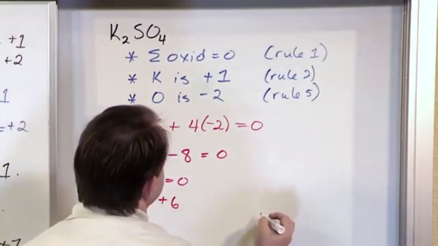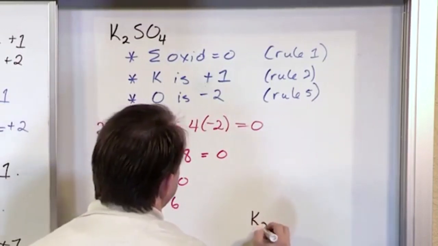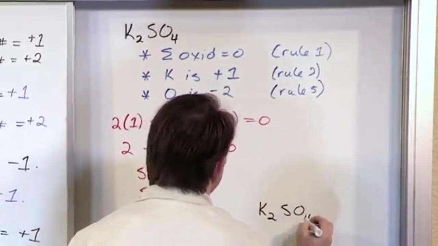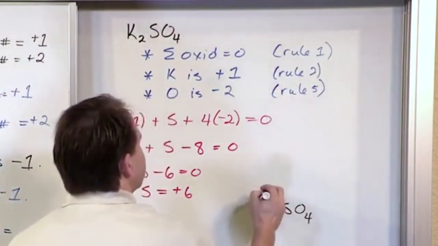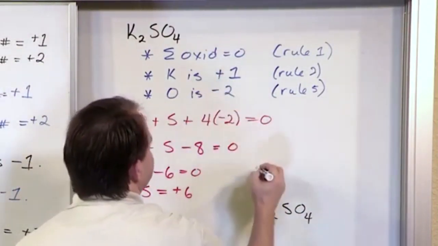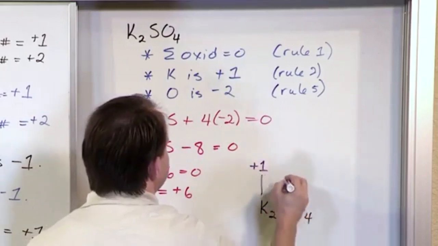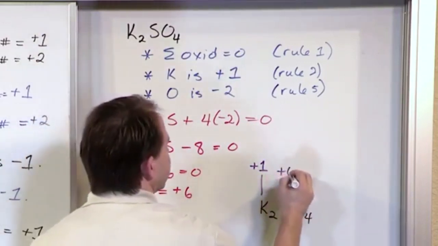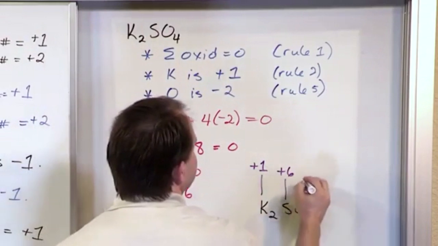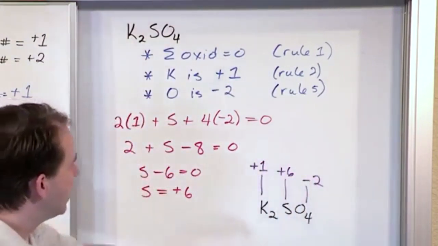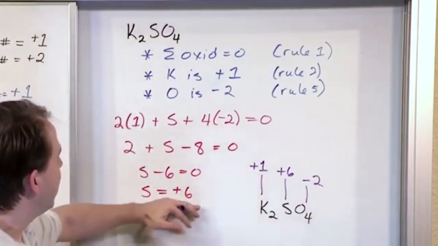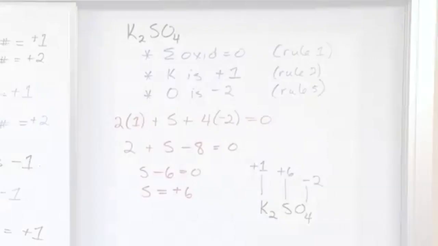Now, if I wanted to write this down the way you might want to write it on your test, K2SO4, I would write it down. And then I would say, all right, draw a line. Potassium is +1, sulfur +6, and oxygen -2. And these would be the oxidation numbers. I would circle this. That illustrates everything nice and compactly, or I could just circle it on your test.